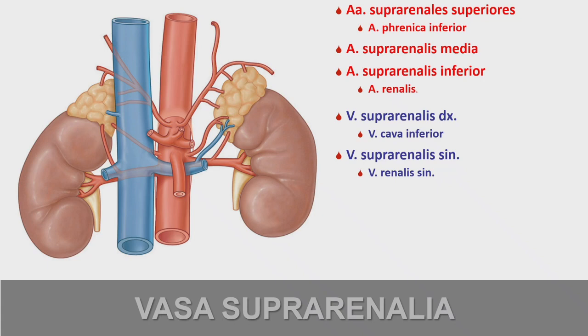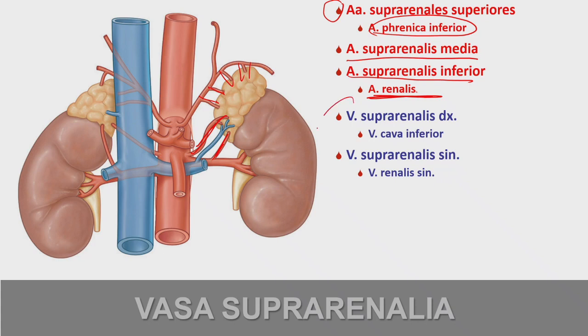Suprarenal vessels. We have three suppliers of arterial blood. First is suprarenalis superior. They are multiple and they are branches of the inferior phrenic artery, the first branch of the abdominal aorta. The middle one is suprarenalis media, frequently from aorta, but some patients could have it from renal artery. And the last one is the suprarenalis inferior, which is in every patient from renal artery or some branch of renal artery or some polar artery, for example.